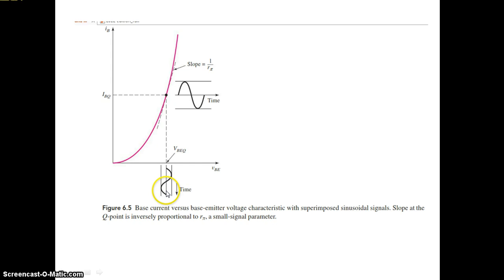On this curve, the AC signal is shown. This is the base emitter voltage, and the base emitter voltage and base current swings are shown. So this is the base current versus base emitter voltage characteristic with superimposed AC sinusoidal signals. The slope at the Q point is inversely proportional to R pi. R pi is a small signal parameter.